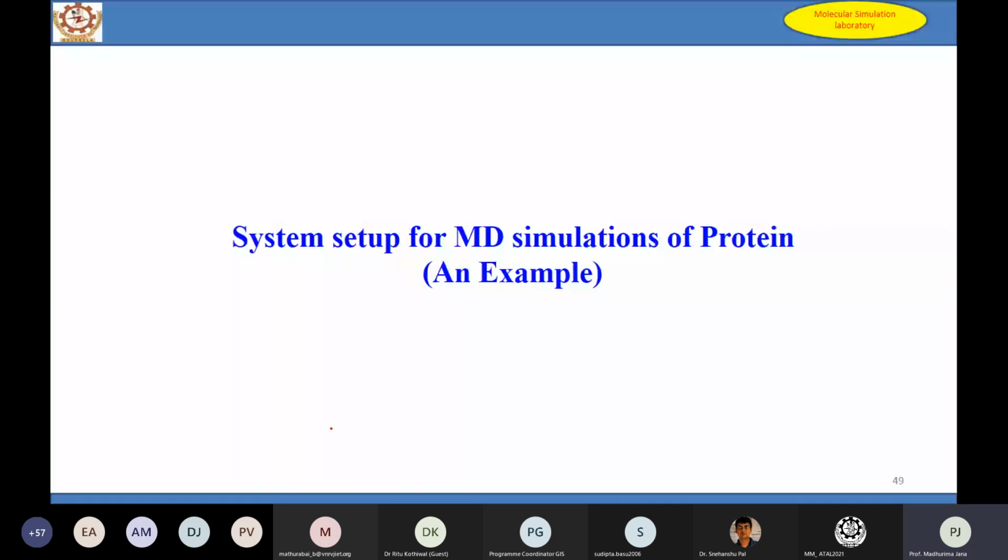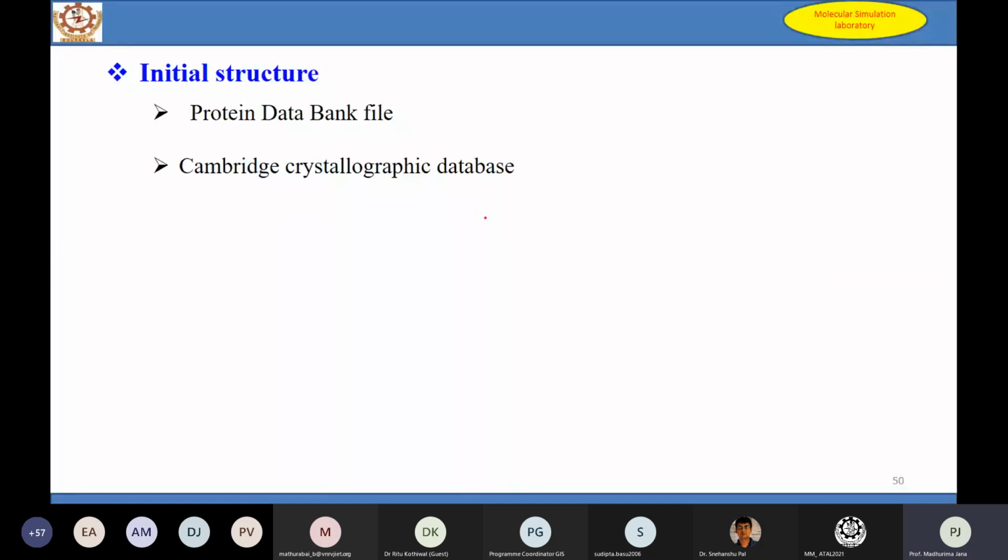Next is system setup for simulations. Just an example is shown here. This is where you can get the initial structure. You can get it from the Protein Data Bank, or from a crystallographic database, free of cost.